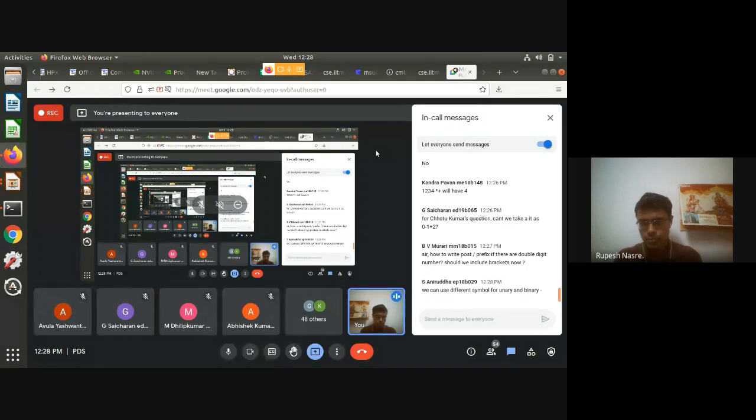Murari says, how to write postfix if there are double digit numbers? Should we include brackets now? Okay, I'll come to that in a while. Aniruddha says we can use different symbols for unary and binary.